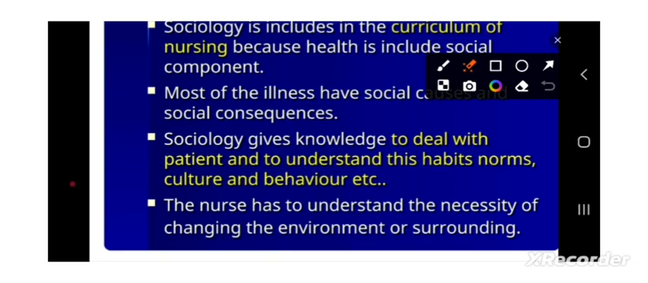Sociology gives knowledge to deal with patients and to understand their habits, norms, culture and behavior. Understanding a patient's behavior in the hospital setting often depends on their social status and whether they feel empowered or intimidated by the medical establishment.